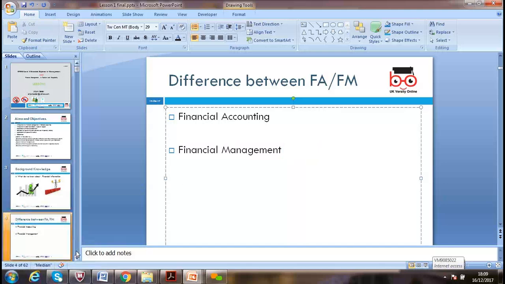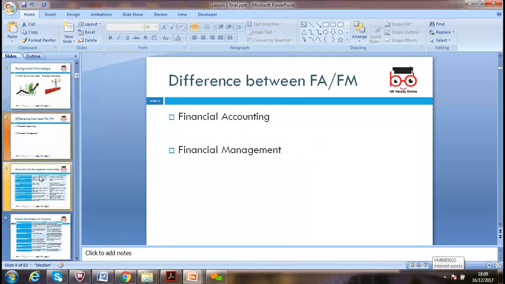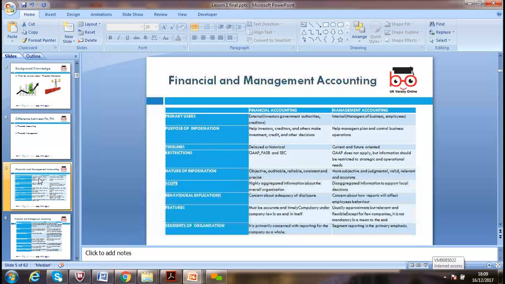Okay. Next, we have a slide. There is a difference between financial accounting and management accounting, or financial management. When we are looking at financial accounting, the users of the financial accounts are normally external, like HMRC, any investor who would like to invest, or any supplier who wants to decide whether to give them a loan or give them credit or not. Those are external.